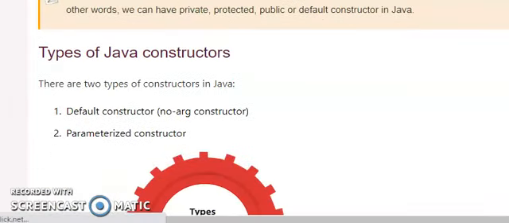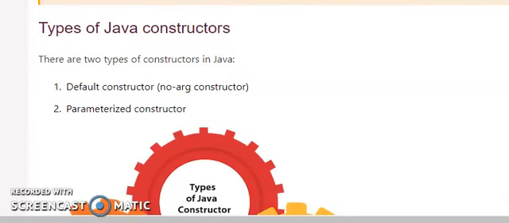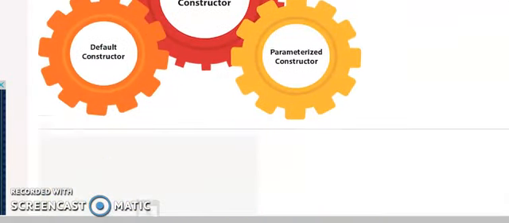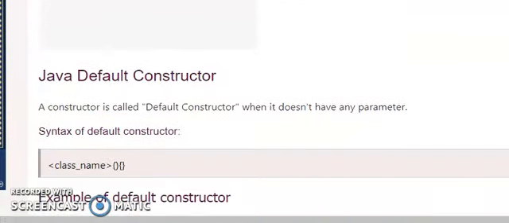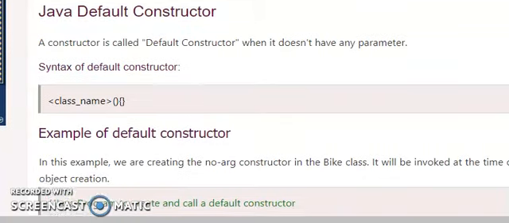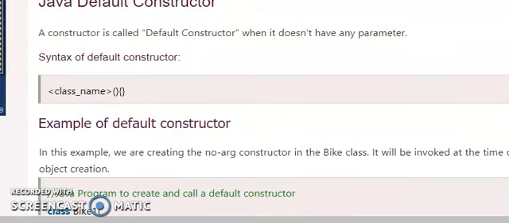As for the types of constructors, there are two types. The first one is the default, that is, a no argument constructor. The second one is the parameterized constructor. The first one I am going to tell you about is the Java default constructor. A constructor is called a default constructor when it does not have any parameter. The syntax of the default constructor is the class name with empty parentheses.